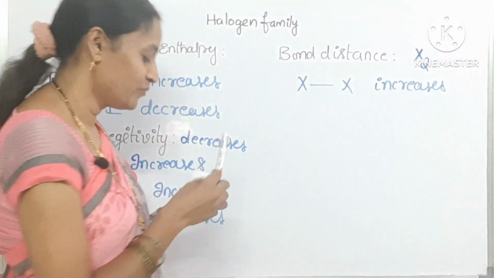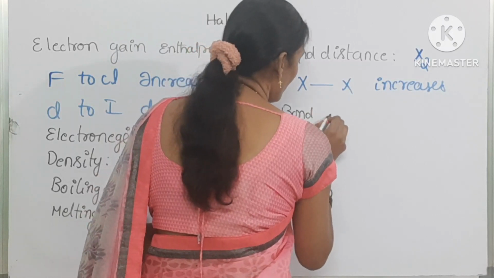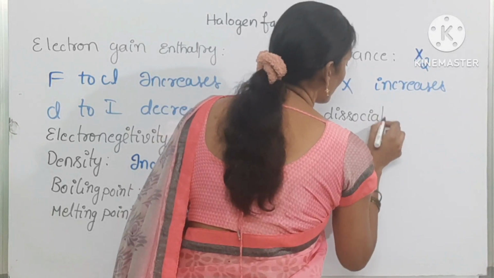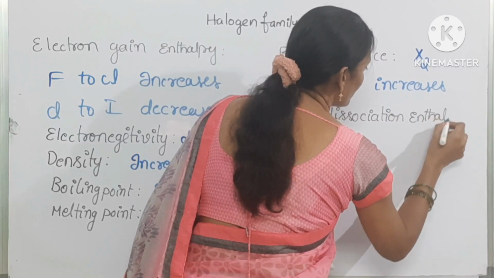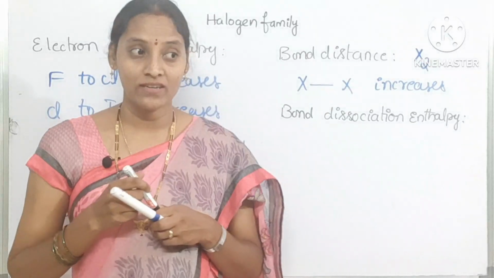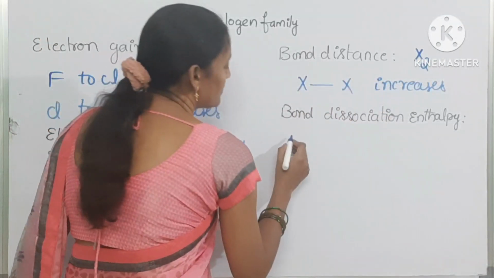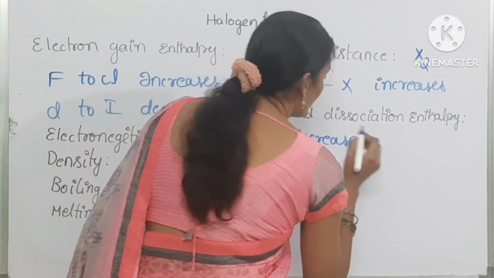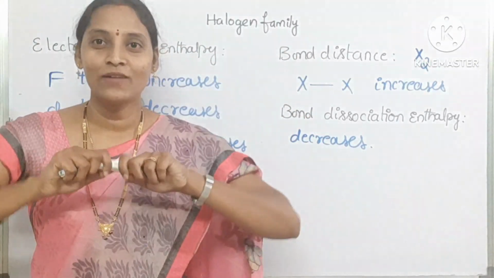Next one, bond dissociation enthalpy. Bond dissociation enthalpy will not increase, it decreases down the group, because bond length increases, so that we are able to break it easily.